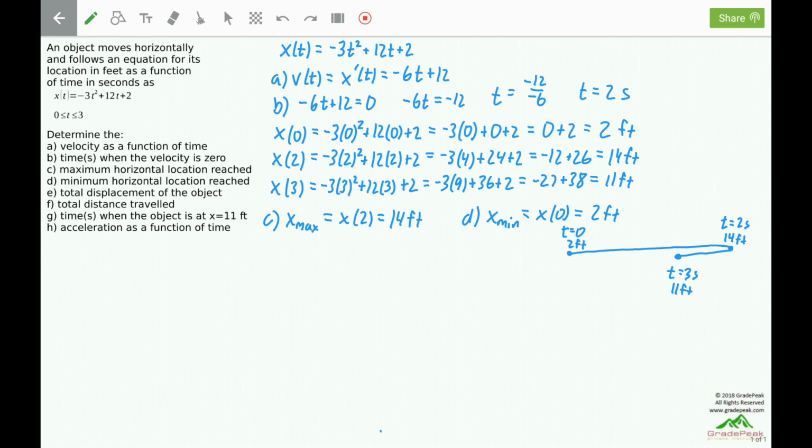Now part E is asking the total displacement of the object. That's going to be where it ends up at the final time of 3 minus where it began at the time of 0. From this picture over here, it's the distance between those two. It's this distance right here.